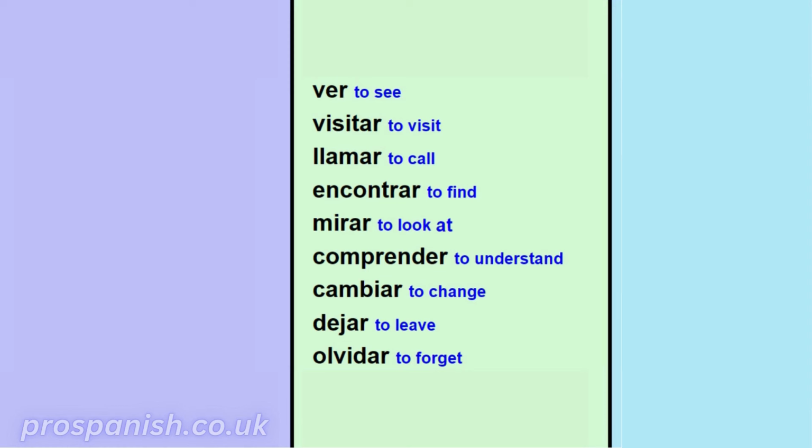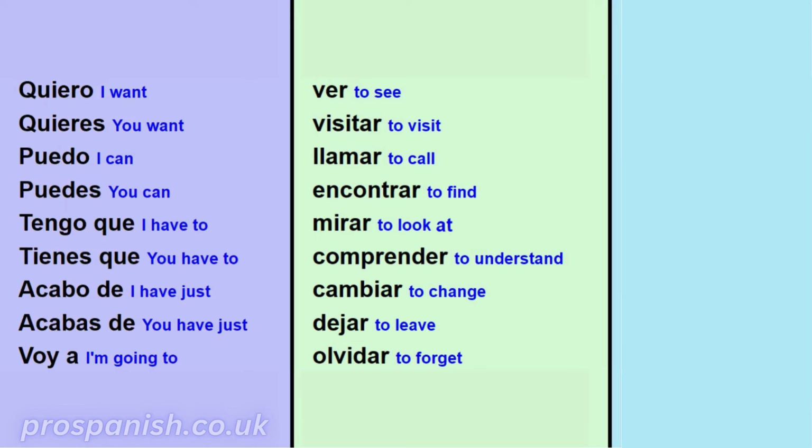Okay, let's see how we can start off our phrases. So we're going to go through these in pairs, and the first one is always I do something, and then the second is you, which can also be a question, as we'll see. So I want is quiero. Quiero. I want. And quieres is you want. But that can easily be a question, do you want, as we'll see now.